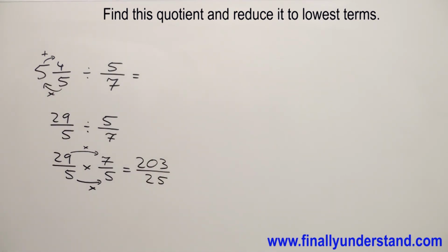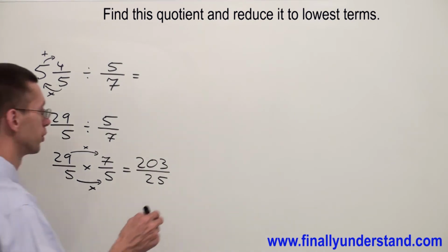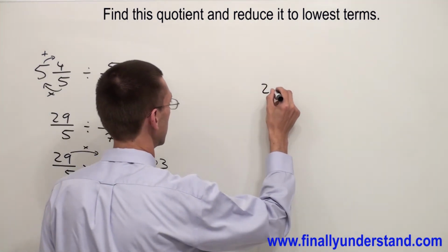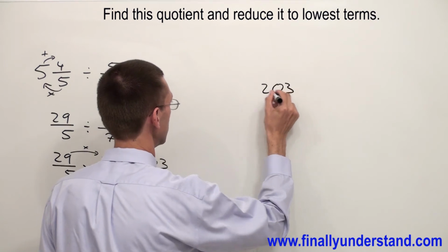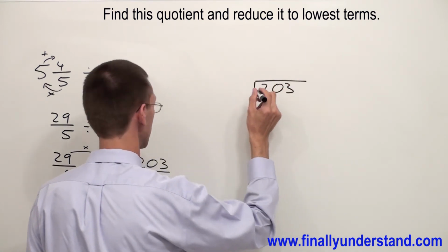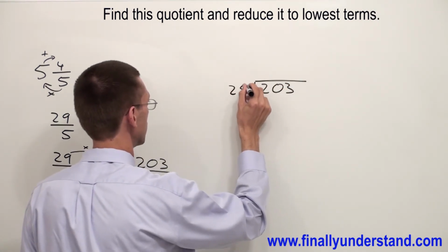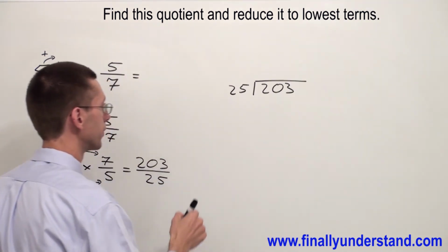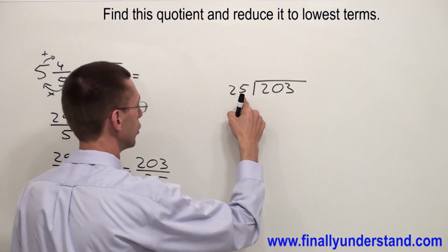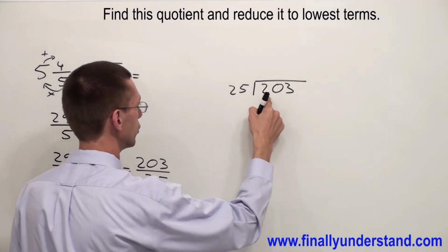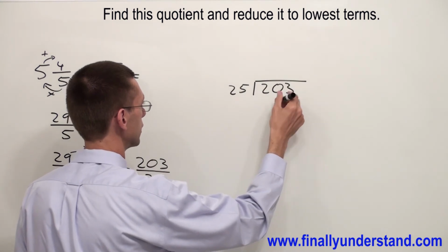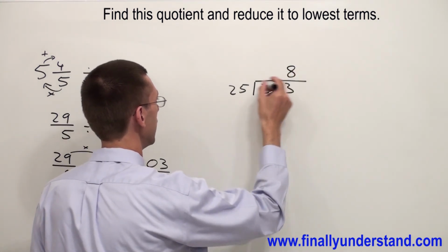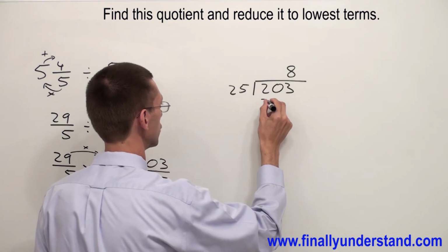Okay, we cannot reduce this fraction because there is no factor which can help us reduce it. That's why we are going to perform long division. I have 203 divided by 25. How many times does 25 go into 203? Right? It goes 8 times. 8 times 25 is equal to 200.